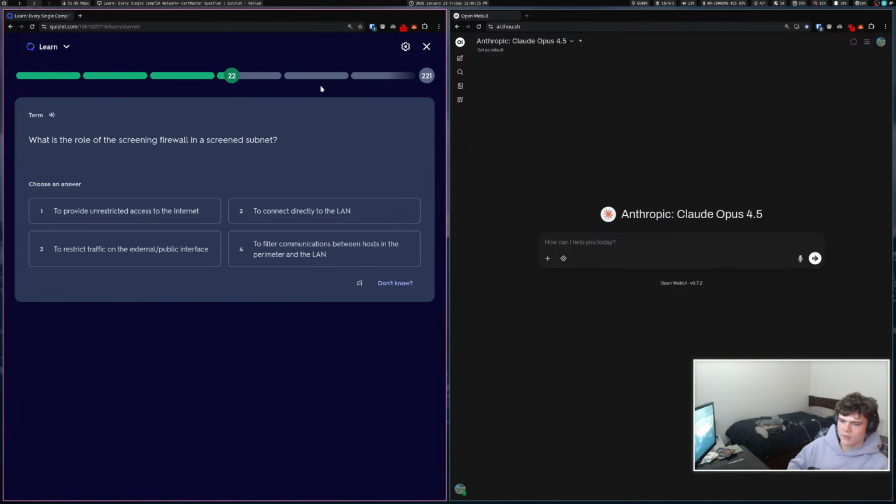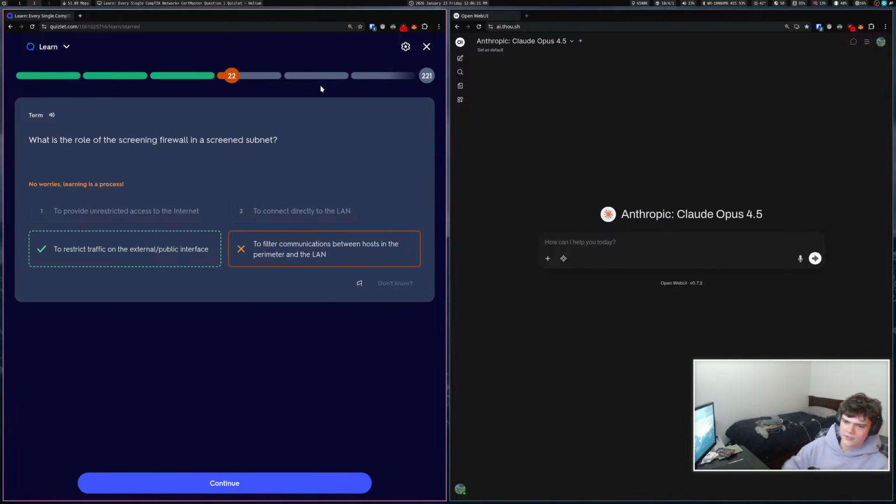With a screening firewall, to restrict traffic on the external public interface.